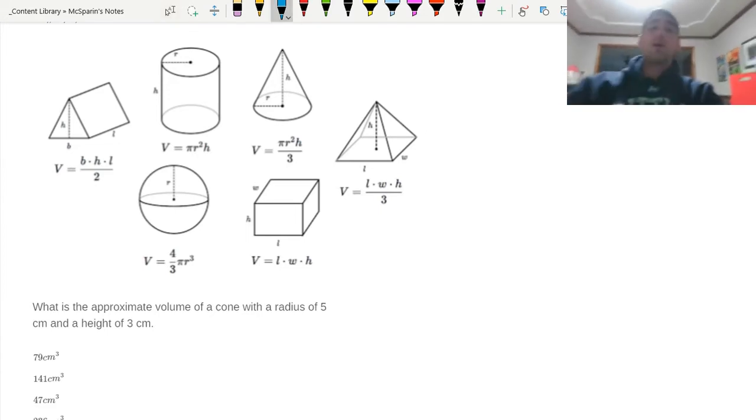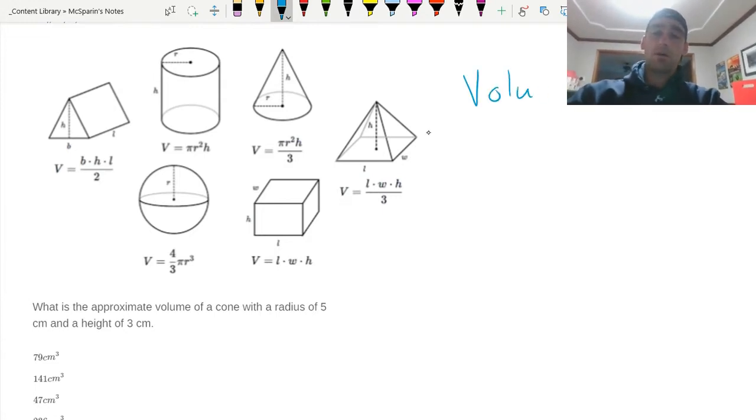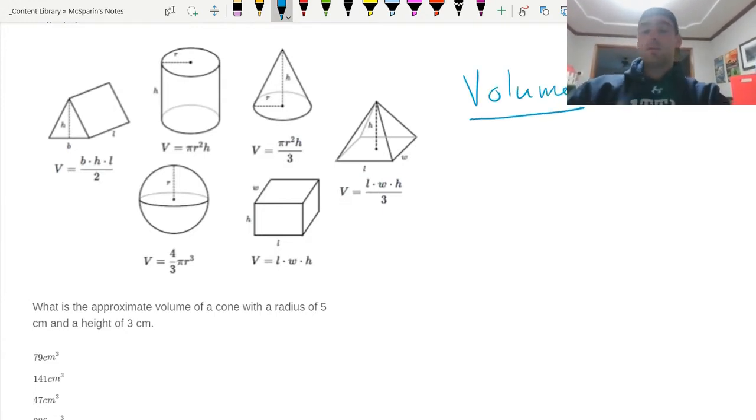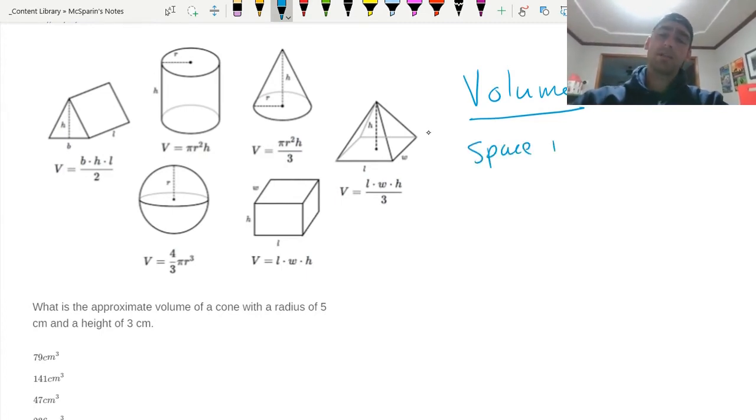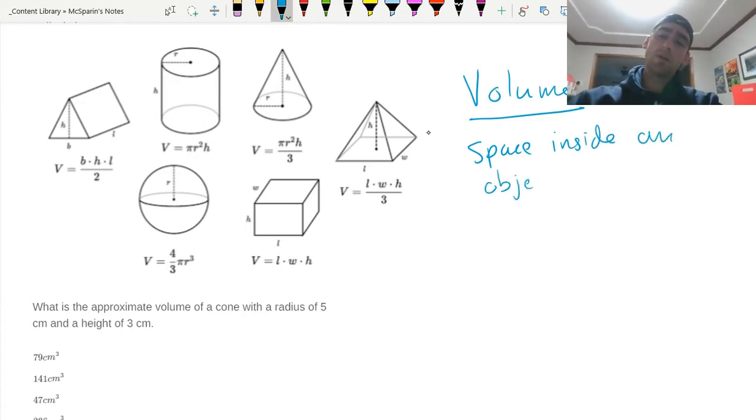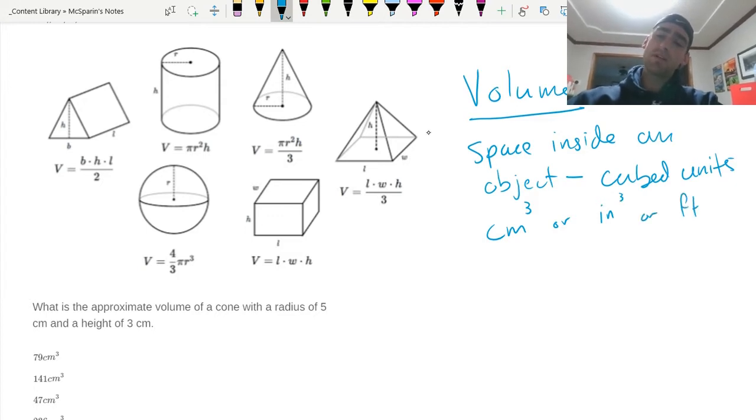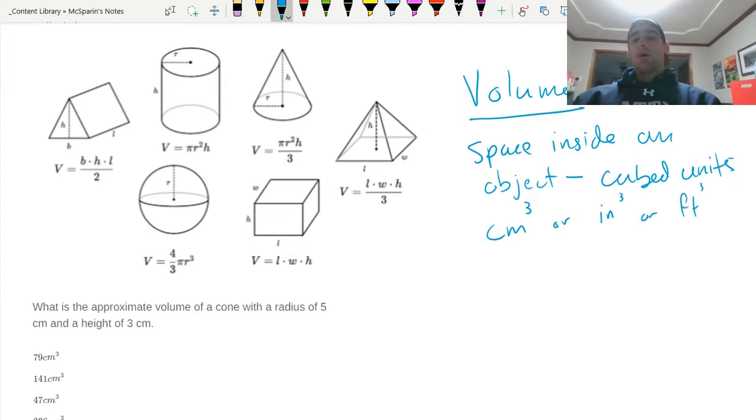Okay, now. Objective one about geometric measuring and modeling is all about volume. Volume is measuring the total amount of space inside something. So we'll call that space inside an object. We always measure it in cubed units. That would be something like centimeters cubed or inches cubed or feet cubed. Now, depending on the shape, there are different volume equations.